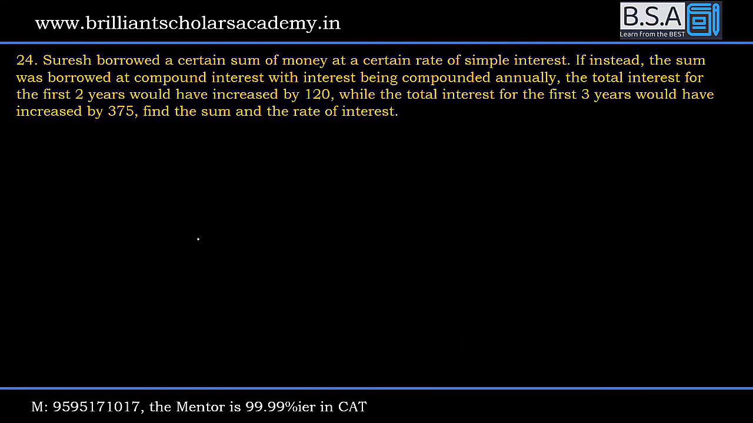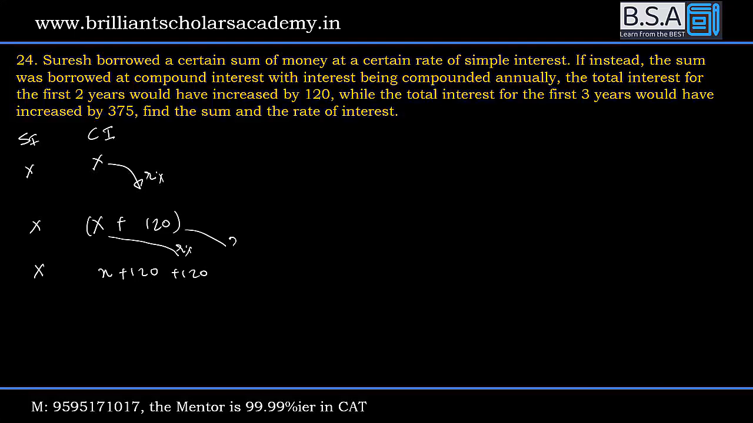Let me rearrange this for you. Simple interest is X rupees, X rupees, X rupees. Compound interest is X rupees. Please observe, X rupees plus R percentage of X rupees, which is 120. See, this whole money is the second year's interest. When you go to the third year, the second year's amount will be there. Then you will have R percentage of this, which is 120 rupees. You will have R percentage of this.